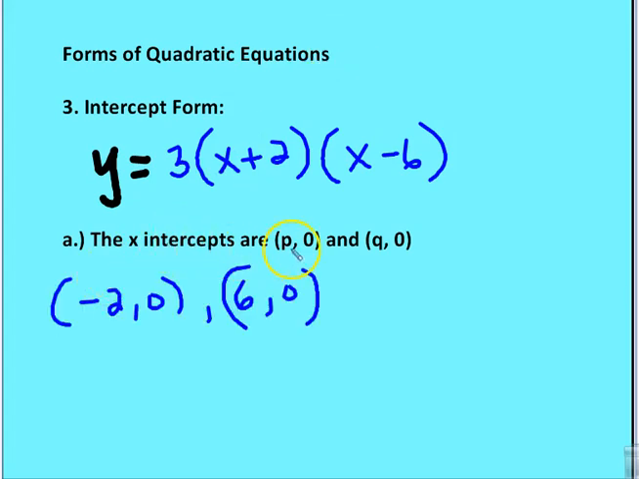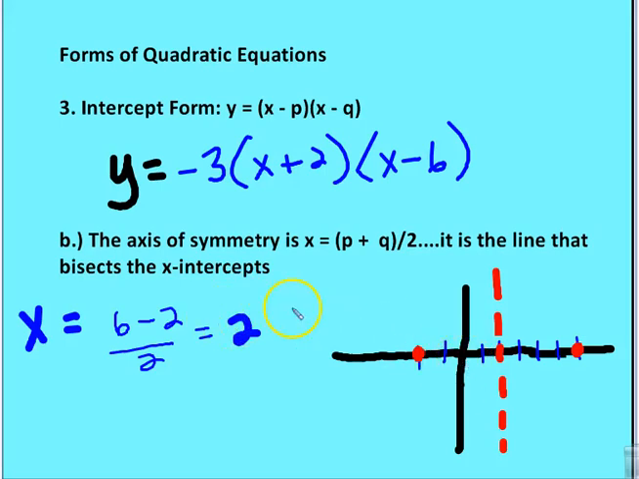The x-intercepts (p, 0) and (q, 0), (-2, 0) and (6, 0), are our x-intercepts. We're going to use that to find the axis of symmetry using the midpoint formula just for x. 6 minus 2 divided by 2. 6 minus 2 is 4. 4 divided by 2 is 2. x is equal to 2 is our axis of symmetry.